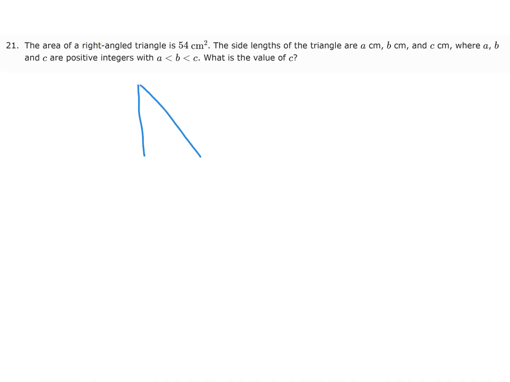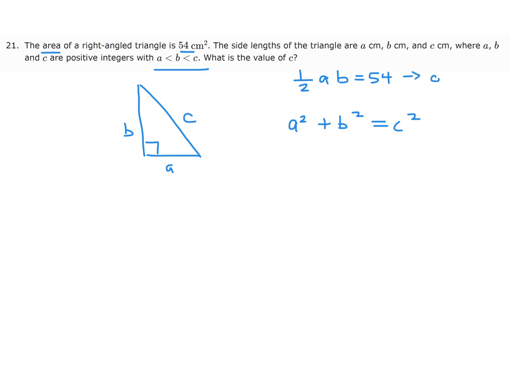So we'll draw a right triangle, and let's say label it A, B, and C, abiding by that rule. And because it's right, we also know that A squared plus B squared is C squared. And then they also told me the area is 54. So 1/2 base times height is 54, and therefore, A times B is 108.